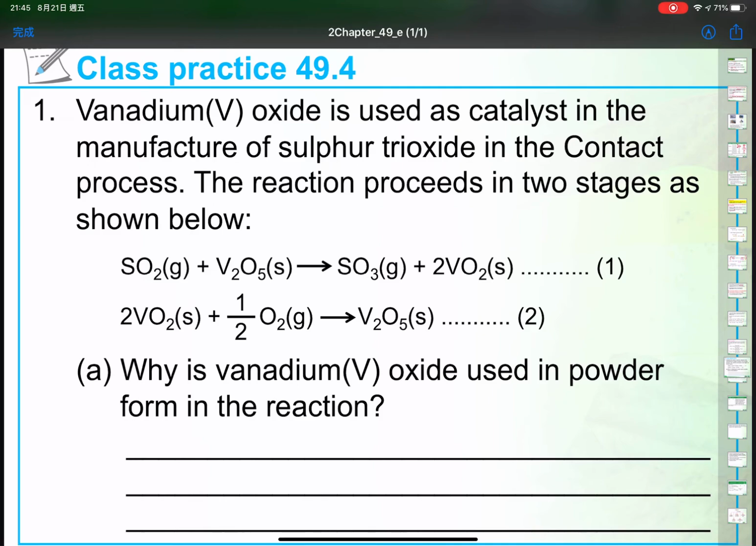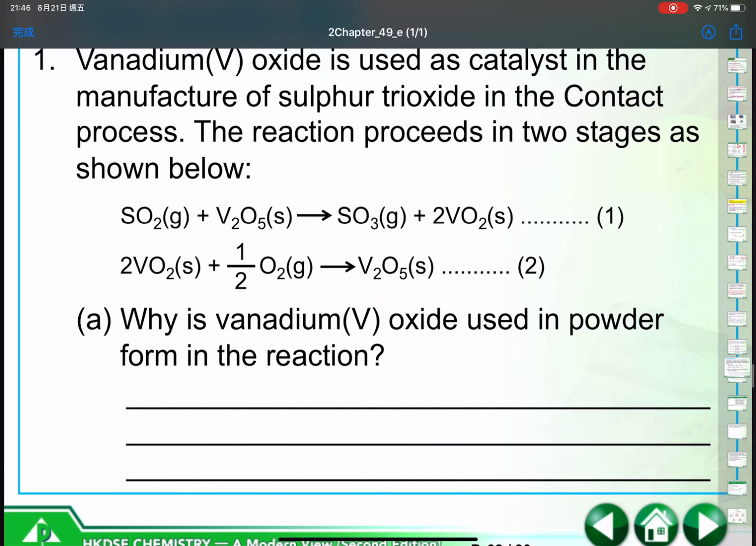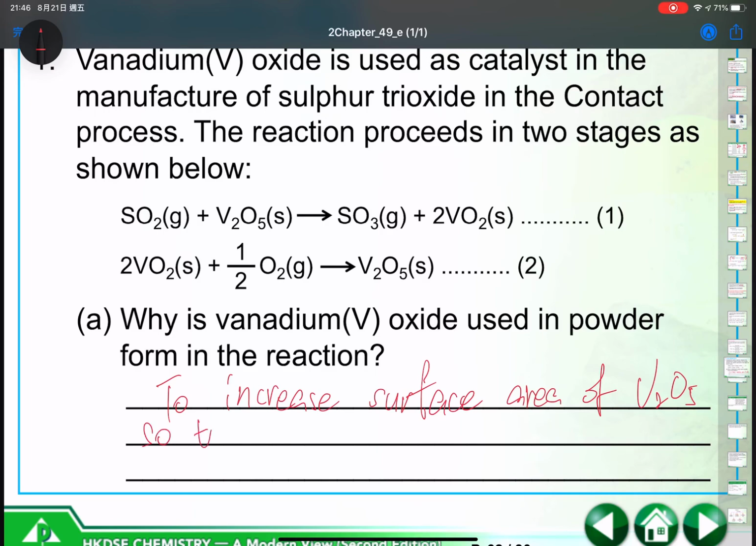Vanadium 5 oxide is used as catalyst in the manufacture of sulfur trioxide in the contact process. The reaction proceeds in two stages, as shown below. Why is the vanadium 5 oxide used in powder form in the reaction? Why actually? To increase the surface area of V2O5, so that more active sites are available for the reaction.